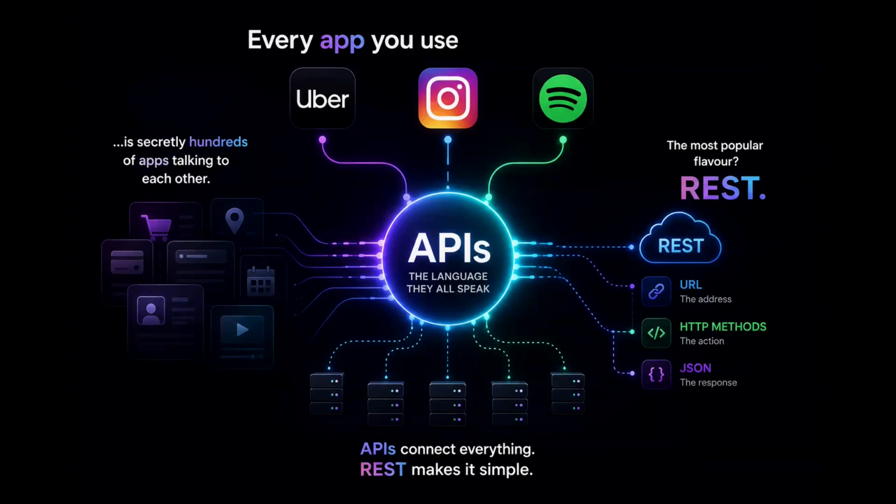Every app you use, Uber, Spotify, Instagram, Amazon, is secretly hundreds of applications talking to each other behind the scenes. When you open Instagram, posts appear instantly. When you play a song on Spotify, your playlist loads in seconds. When you book an Uber, nearby drivers suddenly show up on your screen. Have you ever wondered how all this data moves between apps and servers so quickly?